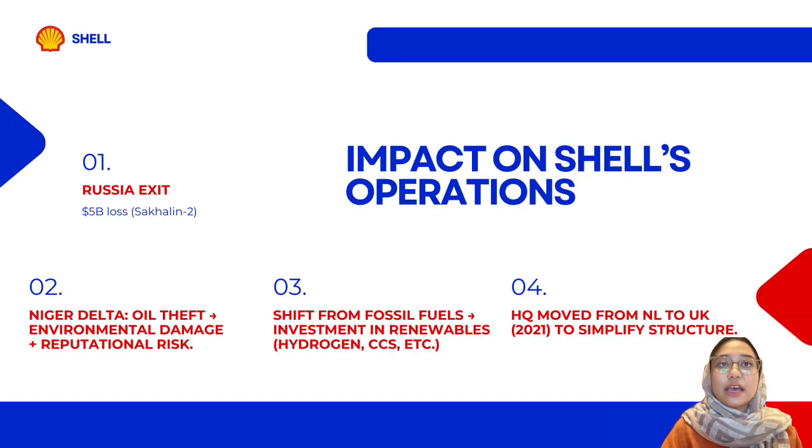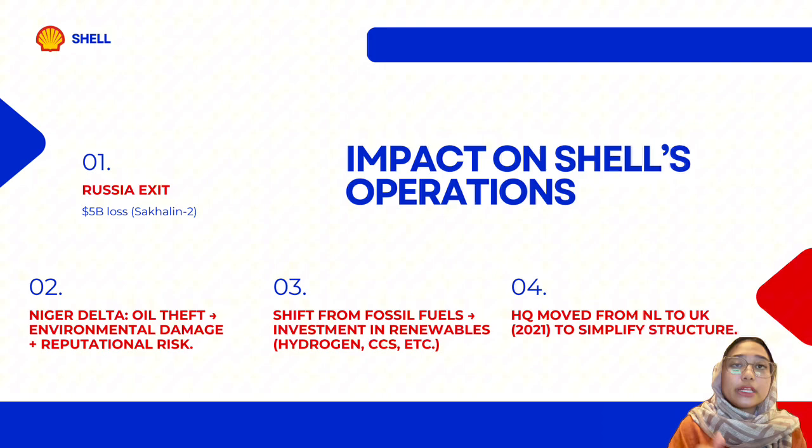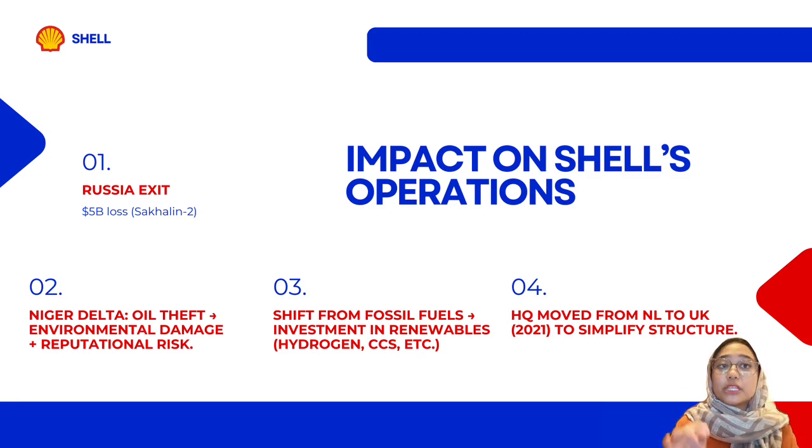Next, these risks have had a real and serious impact on Shell's operations. For example, when Shell exited Russia due to the war and sanctions, they lost about $5 billion from their investment in the Sakhalin-2 project. This was a huge financial blow. And in the Niger Delta, Shell is facing major problems with oil theft and also pipeline sabotage. These issues not only reduce profits but also cause environmental damage and hurt Shell's reputation.